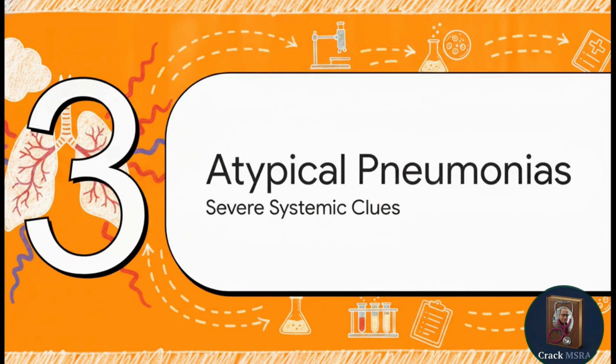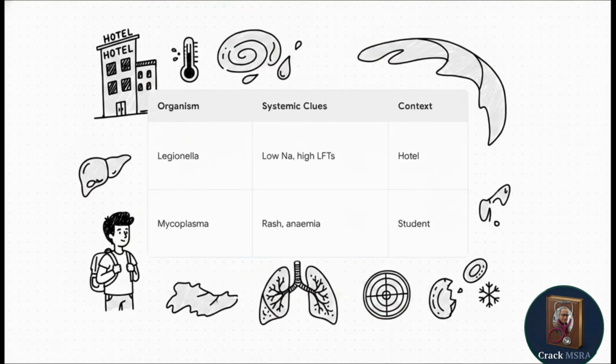Next up, Section 3, atypical and severe pneumonias. These specific pathogens leave unique systemic clues. Think of them like breadcrumbs scattered all over the patient's lab results and history. These are your high-yield buzzwords.